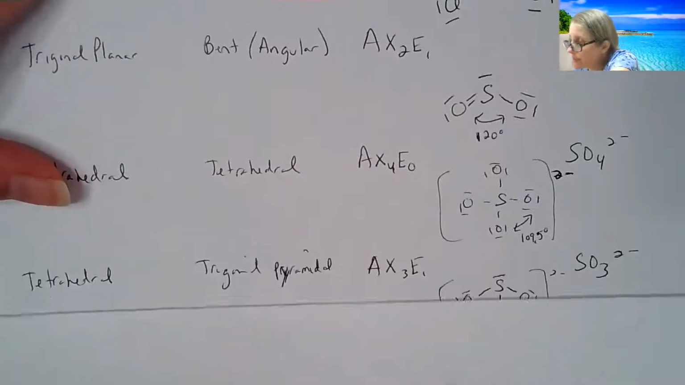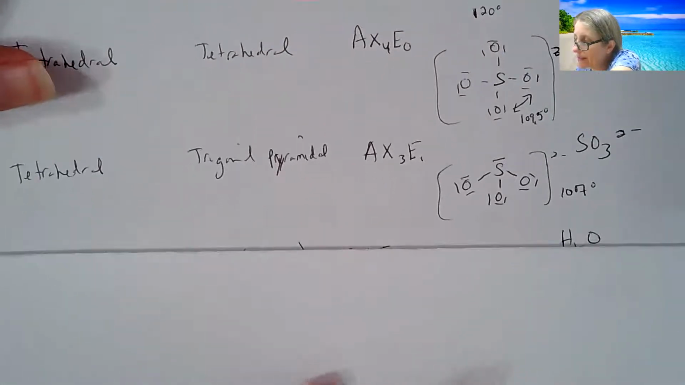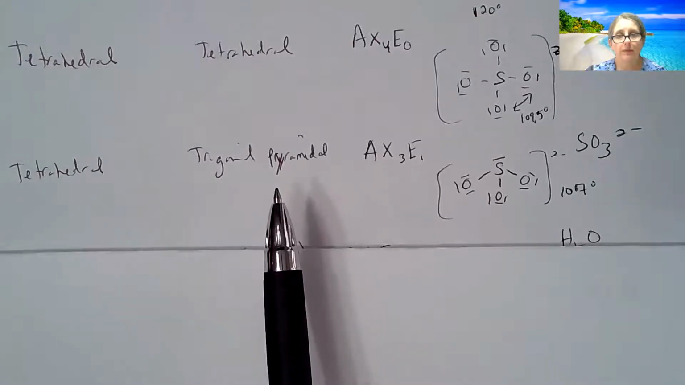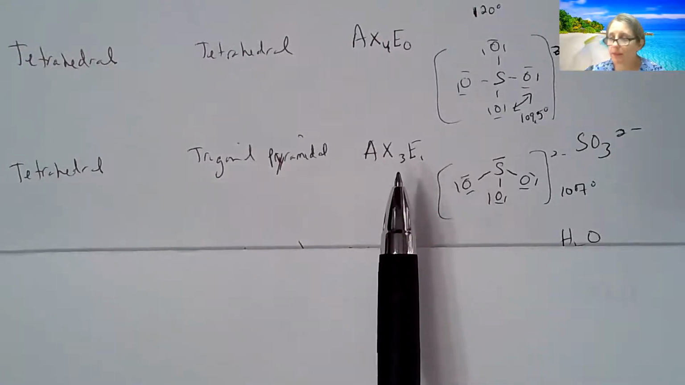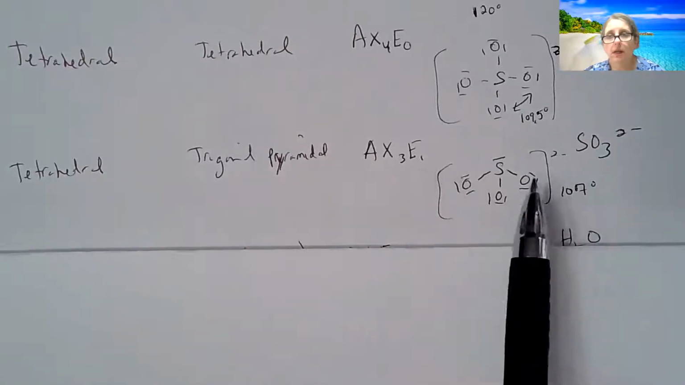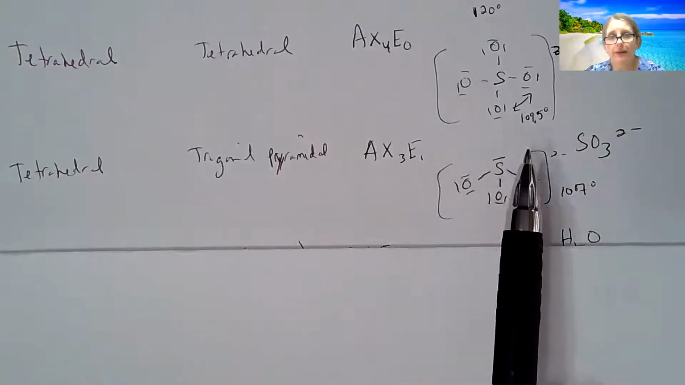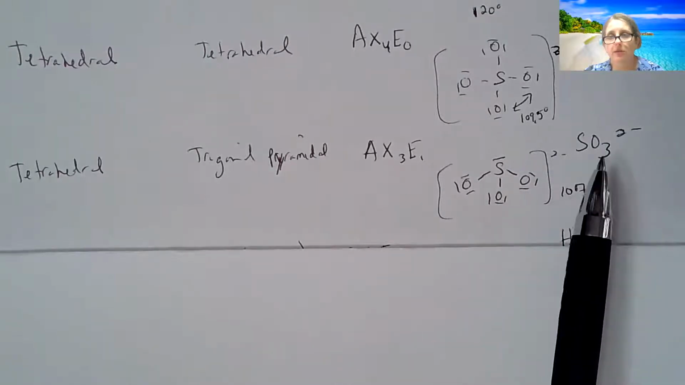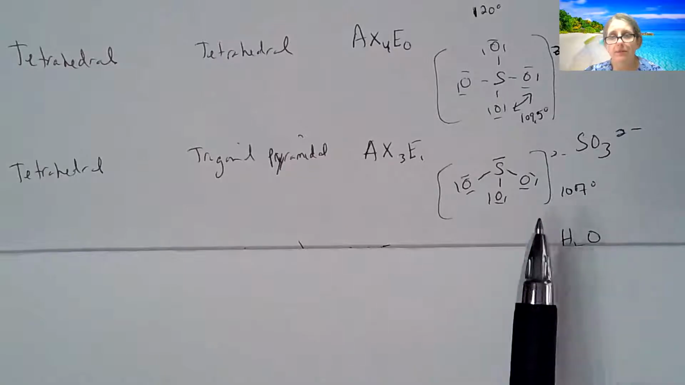All right, so the next one is where I'm going to have to add a couple things to your sheet. So this is called a tetrahedral trigonal pyramidal. So trigonal pyramidal is AX3E1. So this is if you have a lone pair on that central atom and then you have 3 bonds going out from it. So SO3 2- is an example of this.